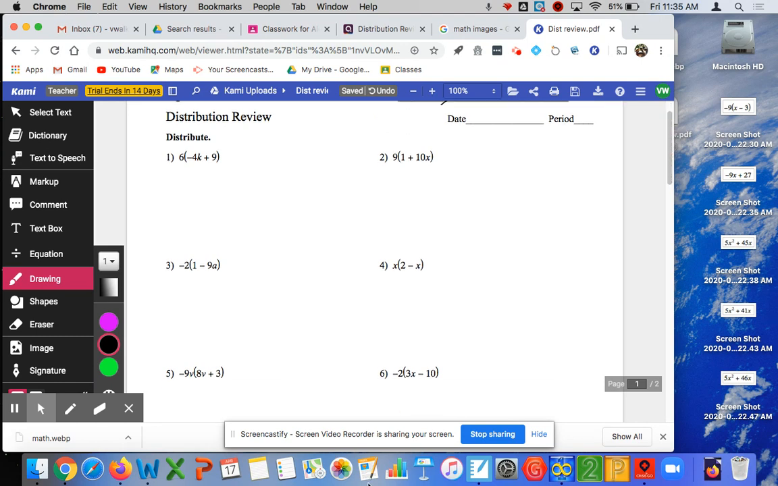Number 1, we've got 6 times negative 4k plus 9, just like we have been doing for every single one of these distribution problems. You take that 6 and you distribute it to both of them. We're multiplying them. So take 6 times negative 4. That's a negative 24. And there's a k there, so we need to write k. Now we take 6 times 9. 6 times 9 is 54. And it's positive, so I say plus 54.